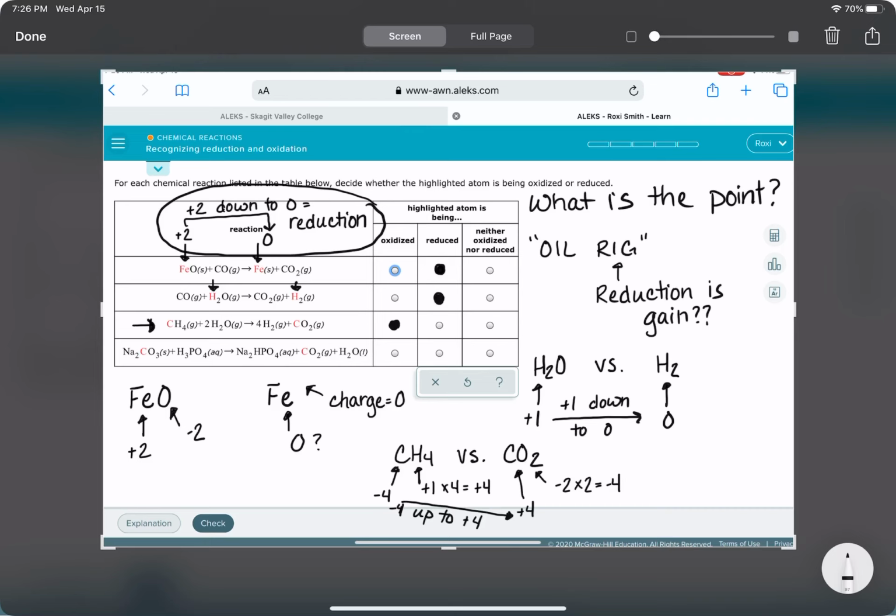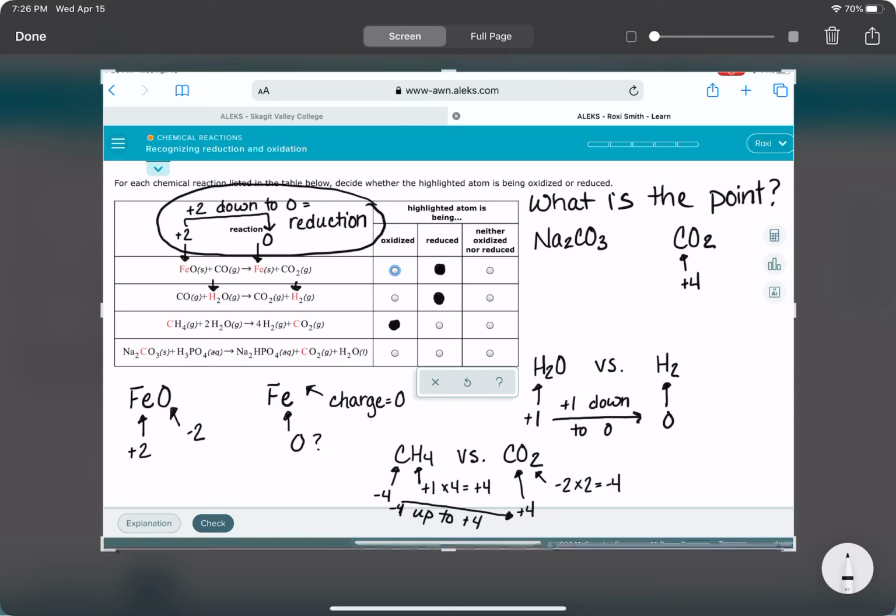And we have one more example. Our last reaction, I'm going to make some room for it. We're comparing carbon again. We're comparing Na2CO3, ooh, that's going to be a hard one, versus CO2. Our CO2, we just did CO2. So we already know that the carbon in CO2 is a +4. So let's figure out the Na2CO3.